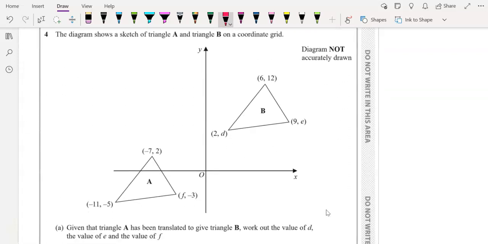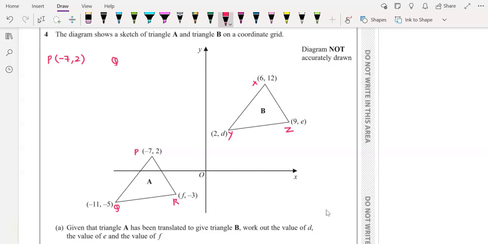Okay. The diagram shows a sketch of triangle A and triangle B on a coordinate grid. Given that triangle A has been translated to triangle B, work out the value of D, E, and F. Okay, so let's name the coordinates of triangle A as P, Q, R, and the corresponding coordinates of B as X, Y, Z. So point P was minus 7, 2.